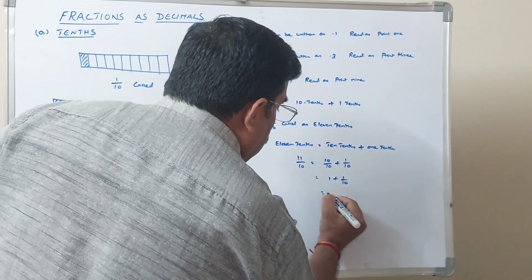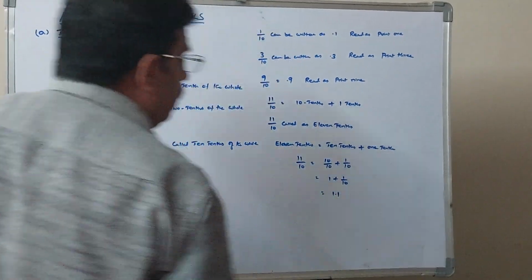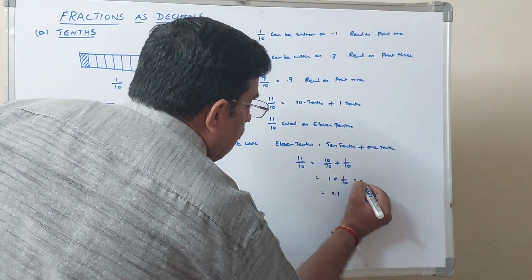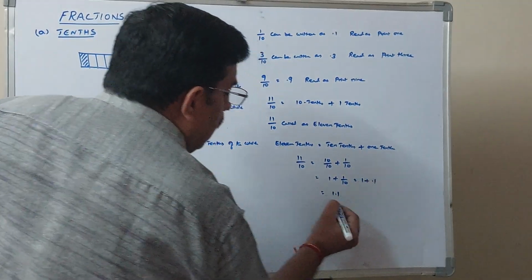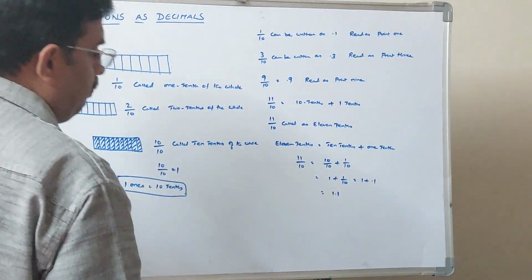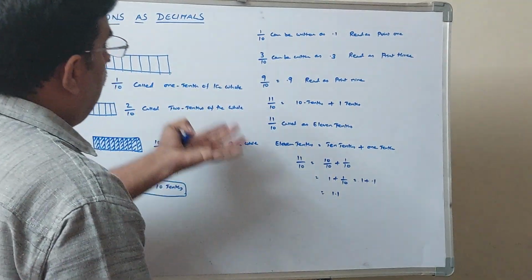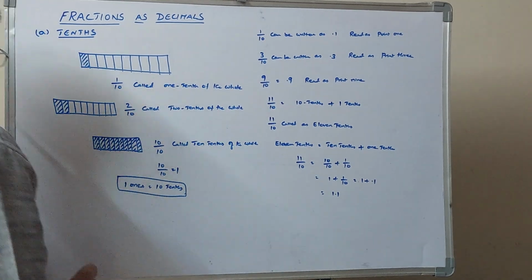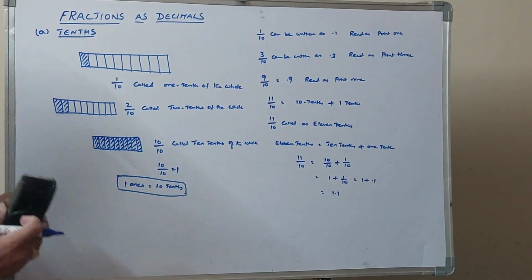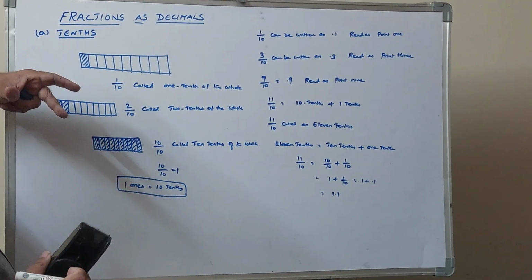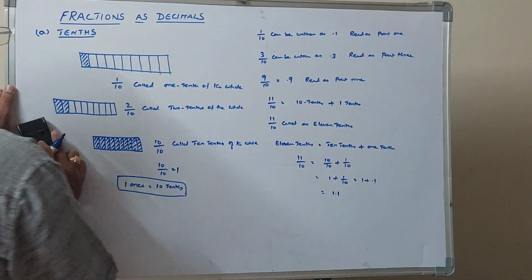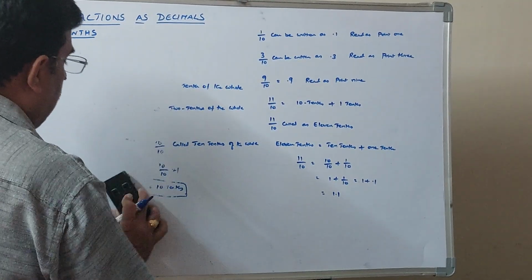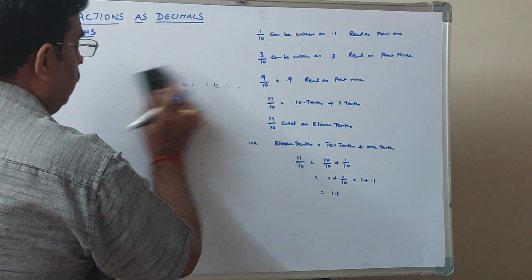That is equal to 1.1. You can write it as 1 plus 0.1, which is 1.1. Okay, so like this, you will write fractions as decimals. Clear? Pause it and note down. I will explain one more time. Please understand.